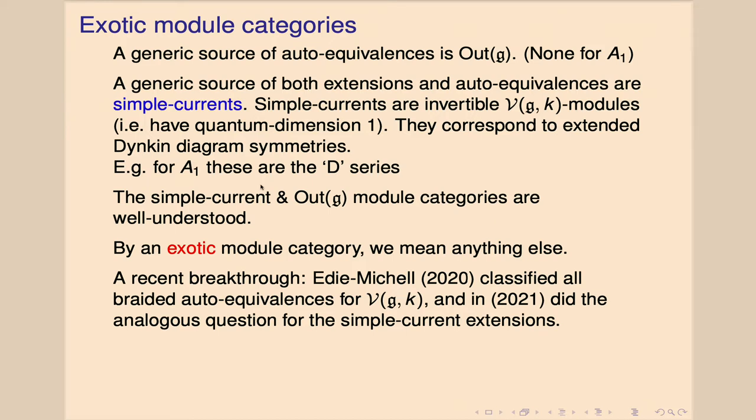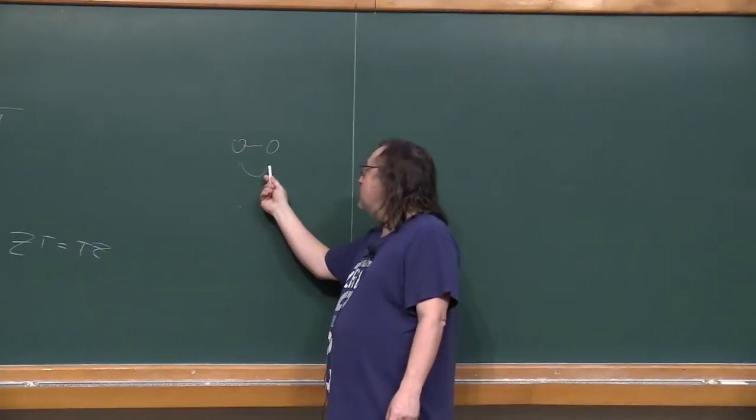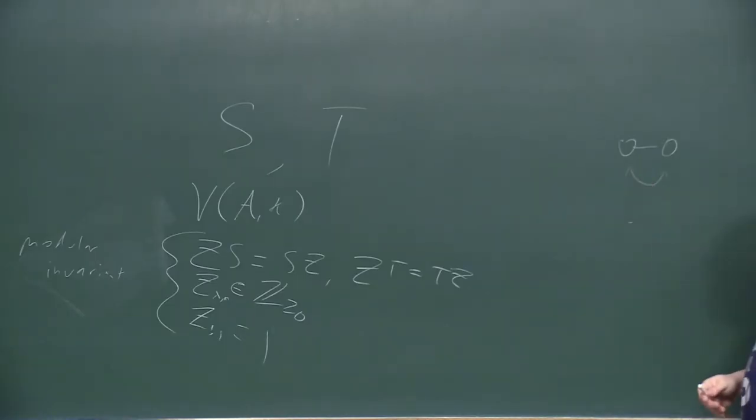Okay, so there's some easy examples of these things, so one of them are outer automorphisms, and so symmetries of the unextended Dynkin diagram. So this is the A2 Dynkin diagram, and so you have one outer automorphism here, and that gives you one of these auto-equivalences. So that'll give you a very boring invertible module category.